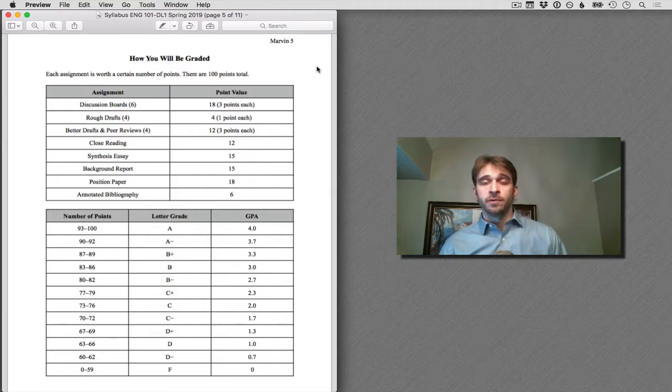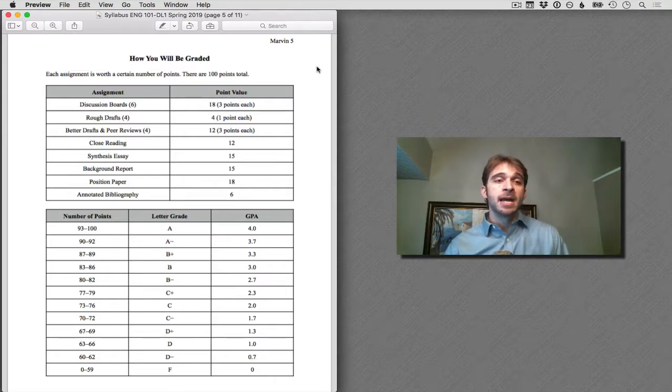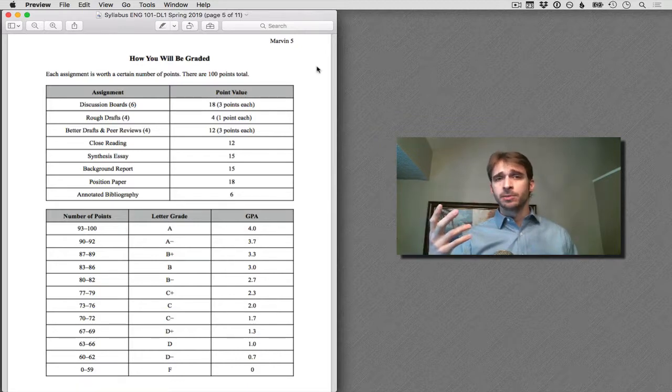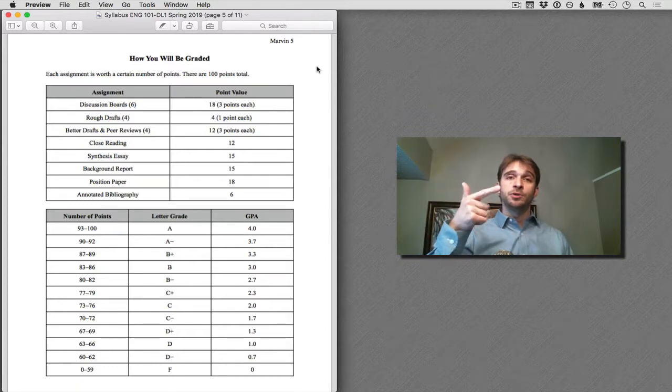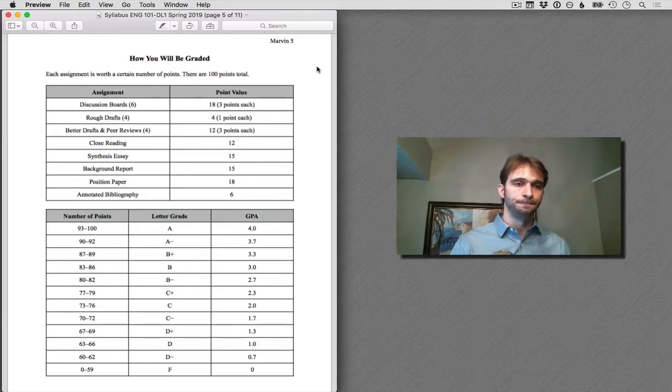Your better drafts and your peer reviews, okay, when you look at my feedback that I gave you on your rough draft and then revise and improve your paper and hopefully get to the end of the paper so that you can give it to your classmates for feedback, those are worth 3 points apiece. So the way this works is just like discussion boards. You post your better draft, that's a point, and then you do 2 peer reviews for 2 different classmates. Okay, and those are each worth a point as well. So that's 3 points each for each better draft and peer review process for each major paper. So that brings you up to a total of 12 points for better drafts and peer reviews.